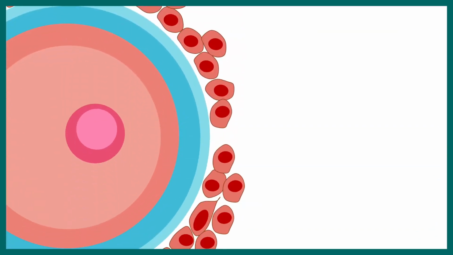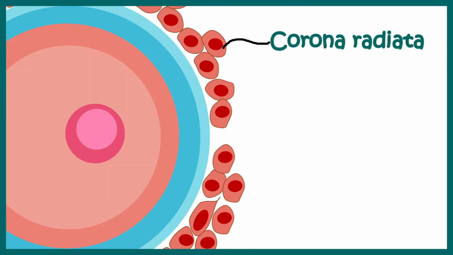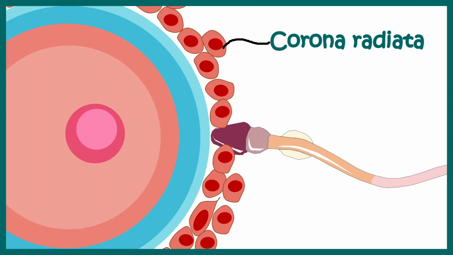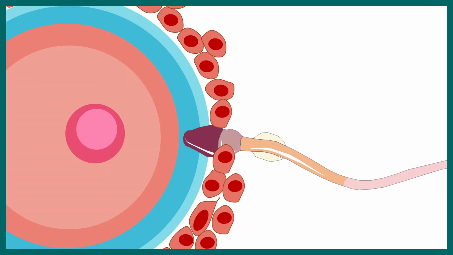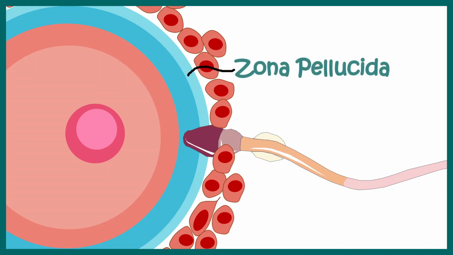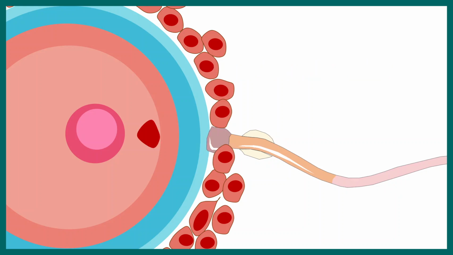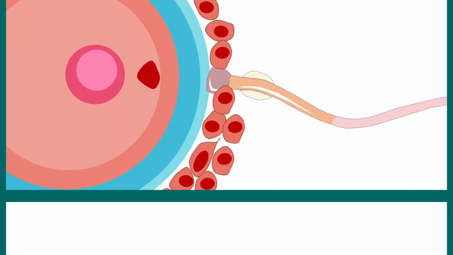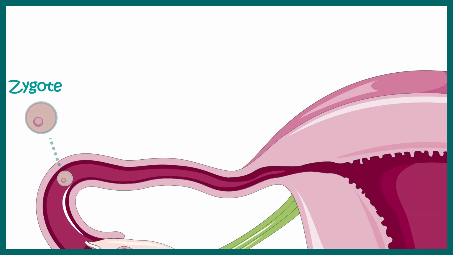Now this penetration process is not easy because there is a thick coating of granulosa cells known as the corona radiata. Sperm has to penetrate its way through the corona radiata to reach the nucleus. Then it has to penetrate the zona pellucida. Once it has penetrated all these layers, it would eventually inject its genetic material into the cytoplasm of the ovum. Then the male and the female pronucleus would fuse together to form the zygote.